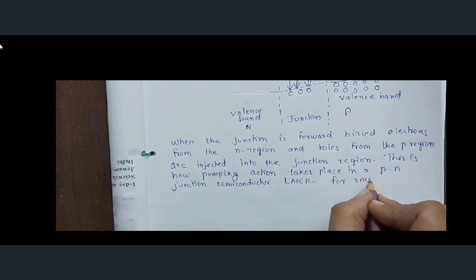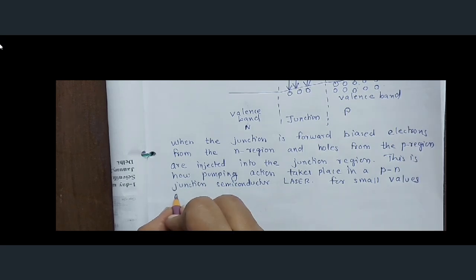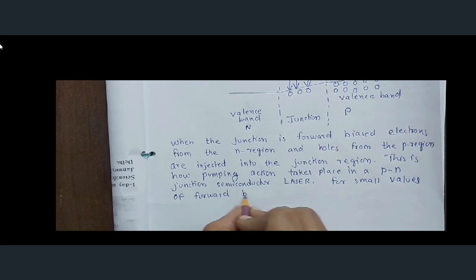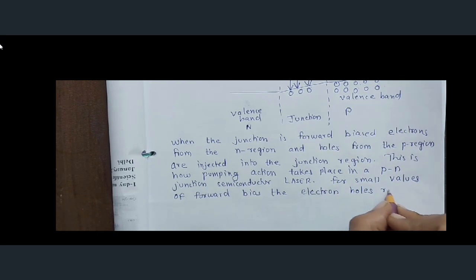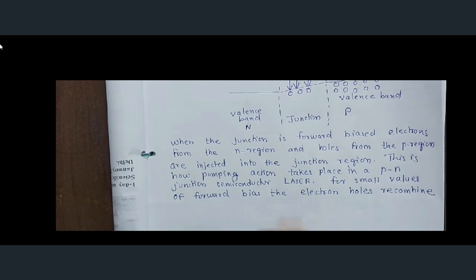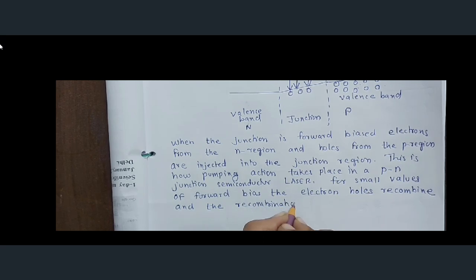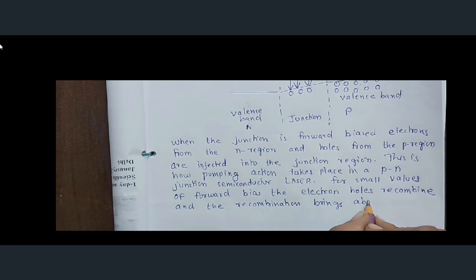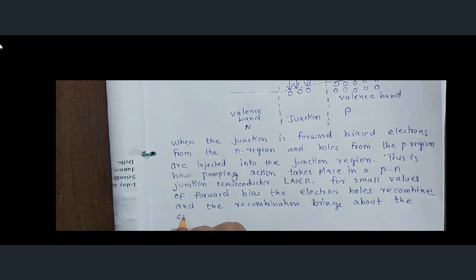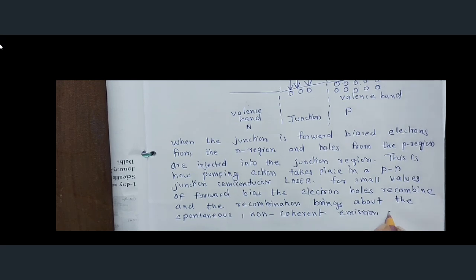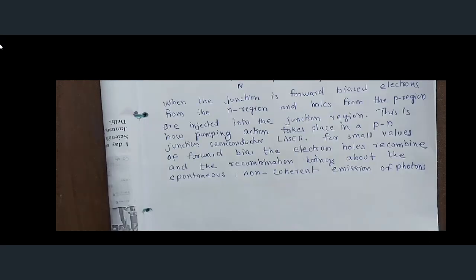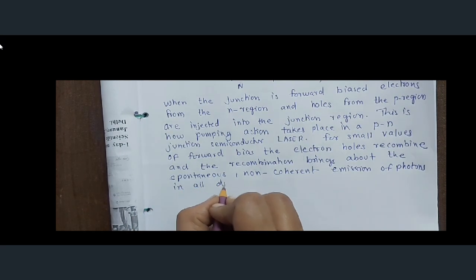For small values of forward bias, the electron holes recombine and the recombination brings about the spontaneous non-coherent emission of photons, a very important point, in all directions.